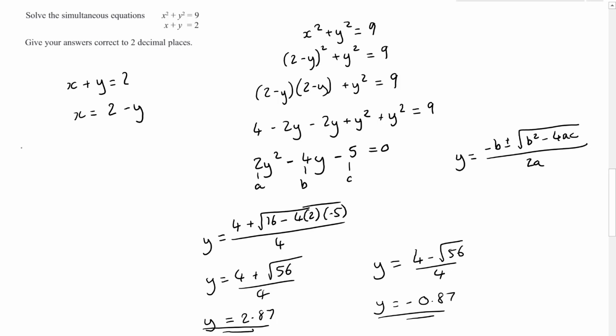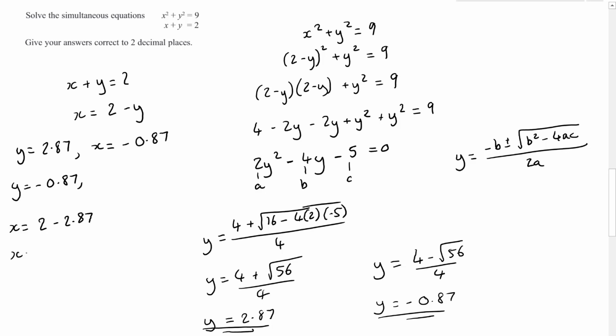So these are our two solutions. I'm going to write them over here just to make things a little bit neater: y is equal to 2.87 and y is equal to minus 0.87. Now we have our solutions for y, we need to go back and solve for x. So we're going to go back to this equation here and substitute in our different values for y. If x is equal to 2 minus 2.87, then x is going to be equal to minus 0.87.